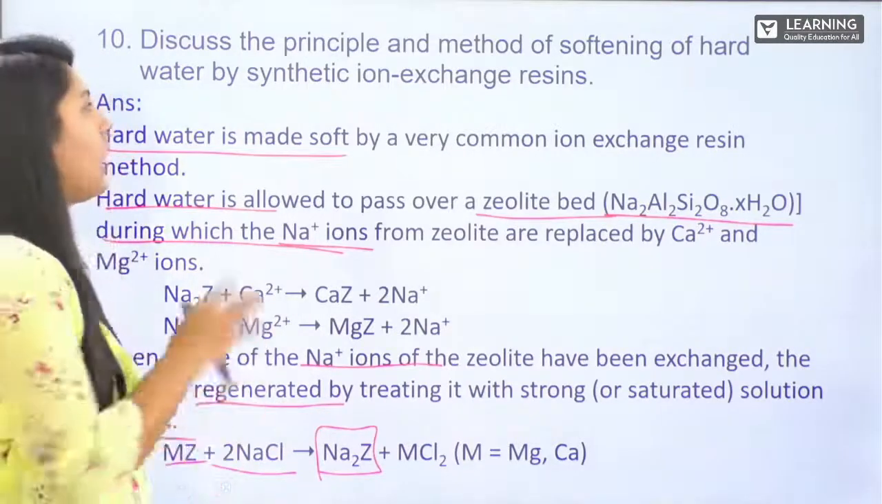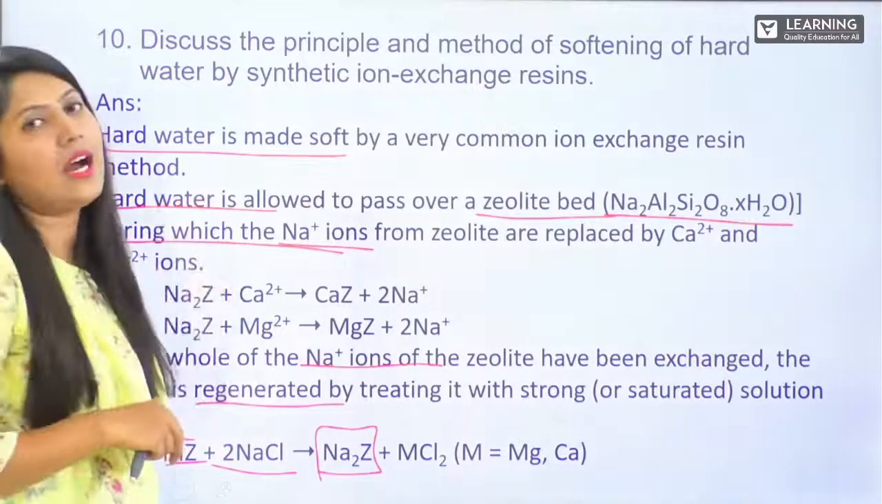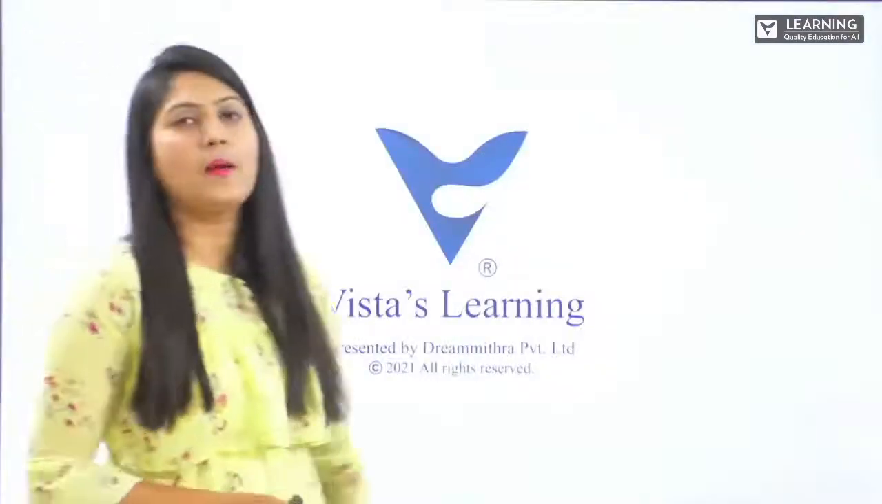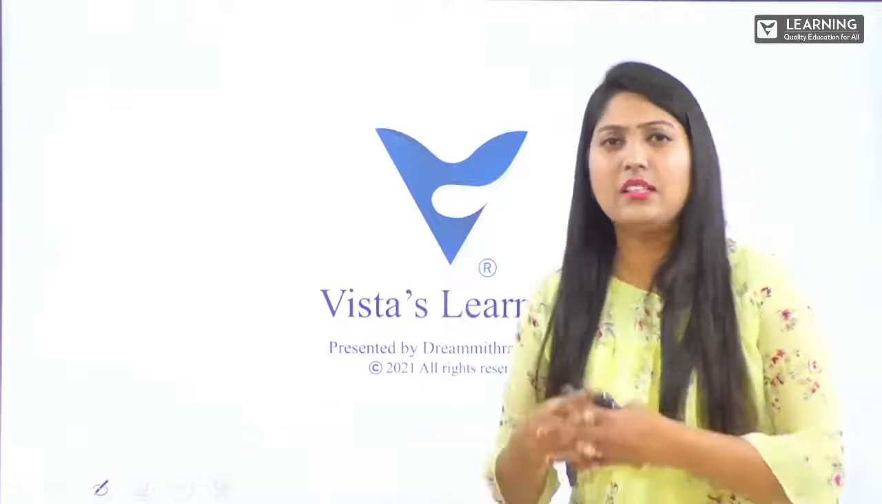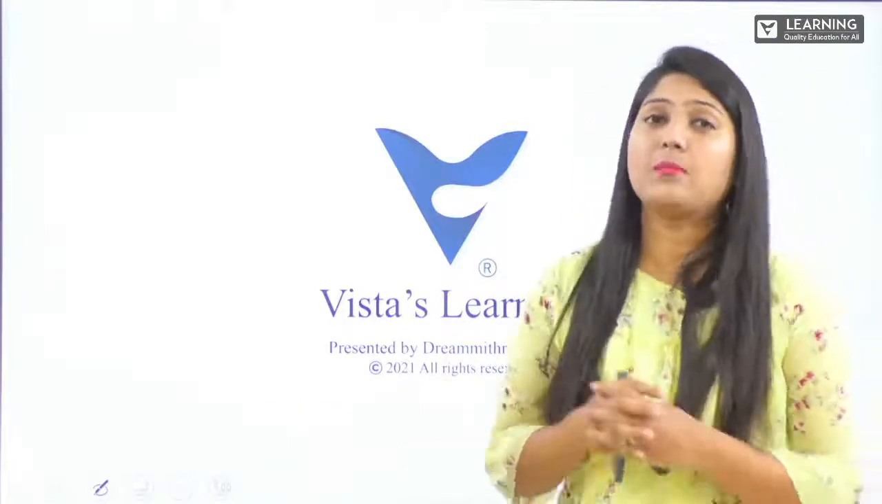So this is how ion exchange resins are used for reducing the hardness of water. Hope you understand this, students. This is Shruti. As we said, if you have any doubts, students, by this we are just ending this chapter. Next we are coming up with the s-block elements.